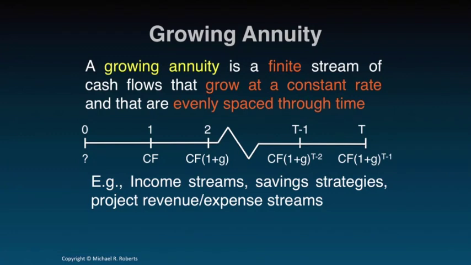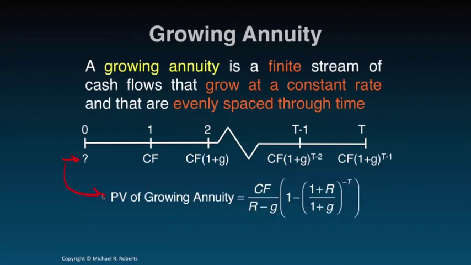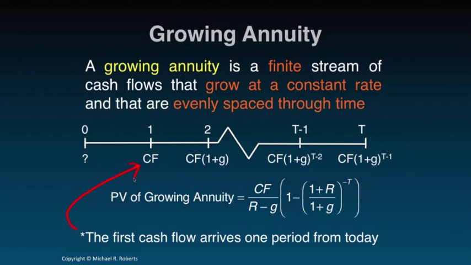And like our annuity stream, we can represent the present value of this cash flow stream with a simple formula as follows. We take the cash flow as of the first period divided by the discount rate less the growth rate, times this factor here. That will give us the present value of this cash flow stream right here. But remember, a critical assumption is that the first cash flow arrives one period from today.